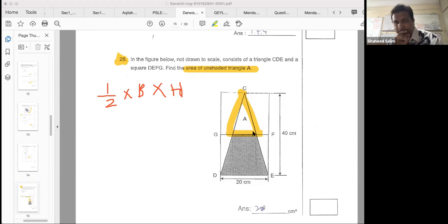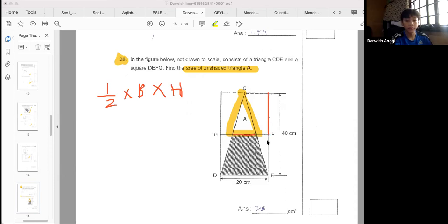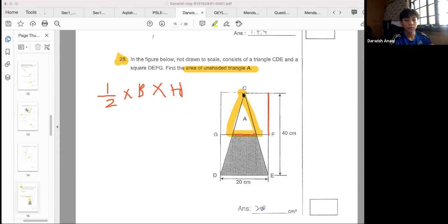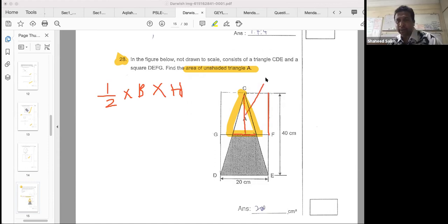Then how? How many cm do you think this is? Okay, this one you know or not? 20. 20, yeah, because they say that it is square DEFG, yeah, it's 20. All right. So this one must be 20. So the height is 20, yeah? The height is 20. Now what about the base?